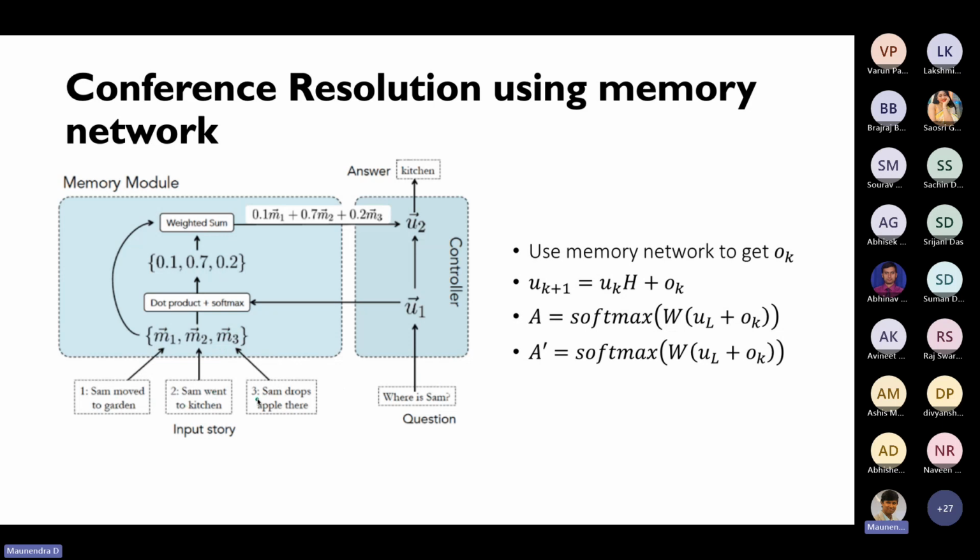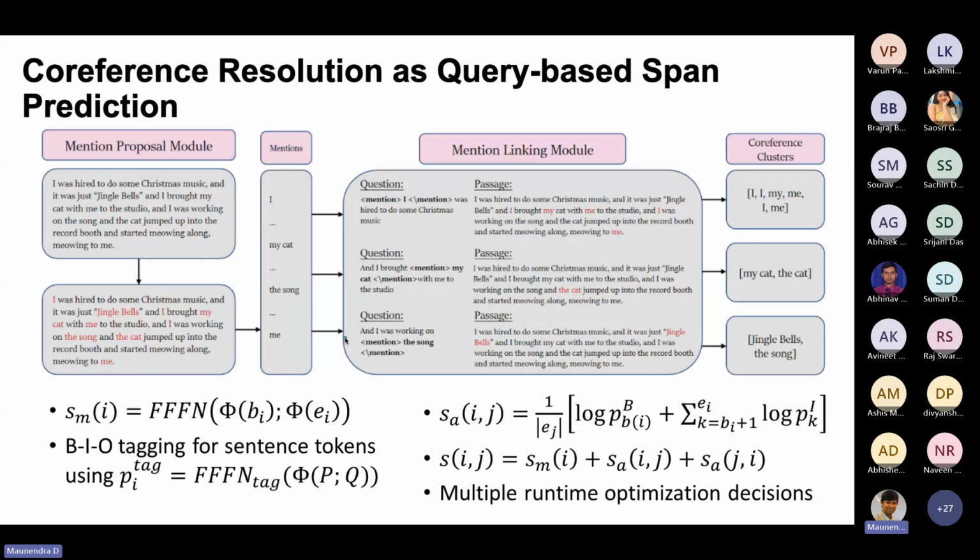So you have the representations of the individual sentences, then you find the alignment of this question with them, update the representation of U1, keep doing it multiple times, and finally you make use of a question answering model to get an answer to this question. So this is one work. And then there was one more work which does query-based span prediction. They again posed the same problem in a different way. So they have a mention proposal model.